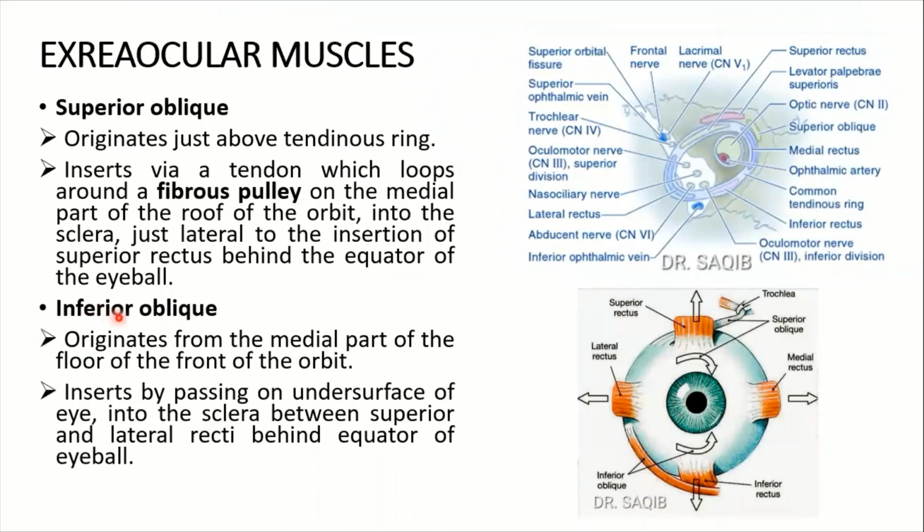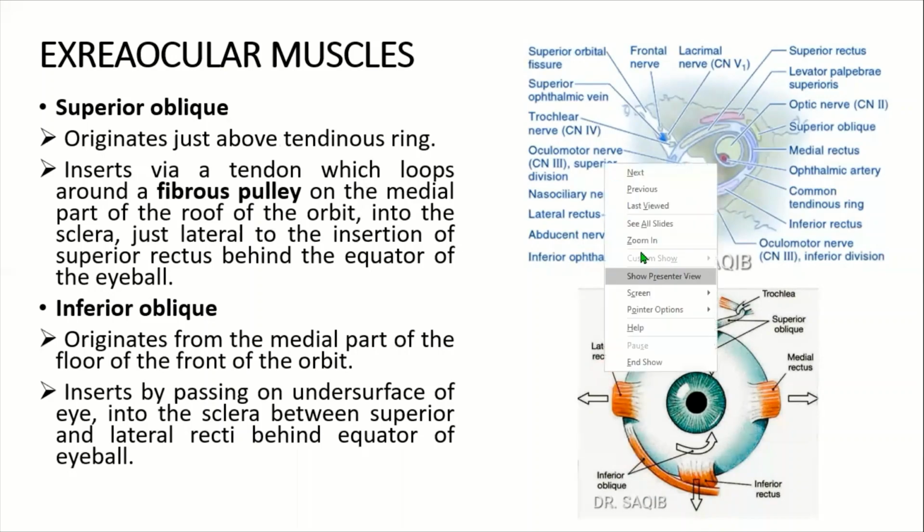And now a few words about the inferior oblique. It originates from the medial part of the floor of the front of the orbit. Here you see this, the medial part of the floor of the front of the orbit, and it goes from here on, passing on the undersurface of the eye. You see the laser, and it is inserted also here between the lateral rectus and the superior rectus.